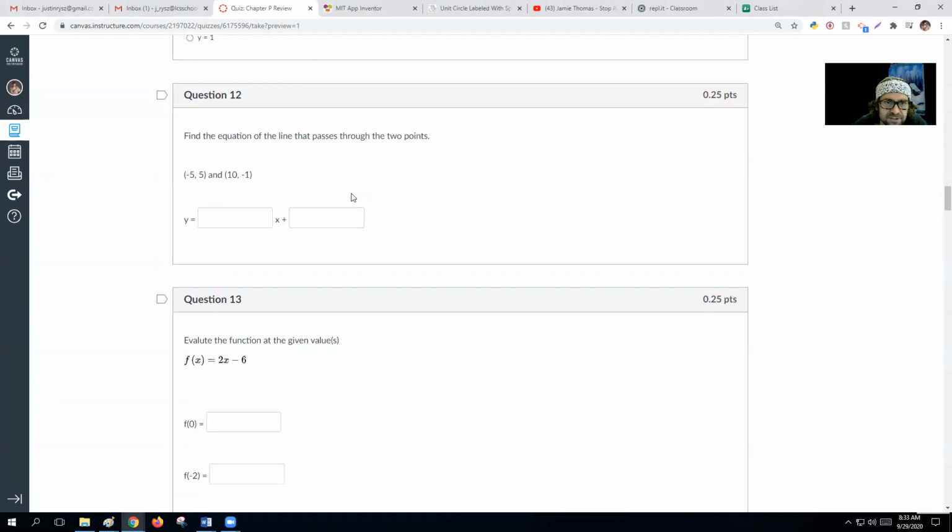I find the equation that passes through the 2 points. Okay, so this problem, we do need to find the slope and we do need to find the y-intercept. So let's find the slope by doing y2 minus y1 over x2 minus x1. So this would be -6 over 15, and that does reduce. Divide them both by 3, -2/5.